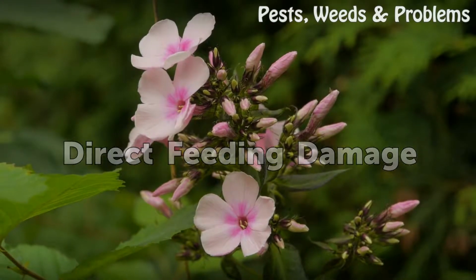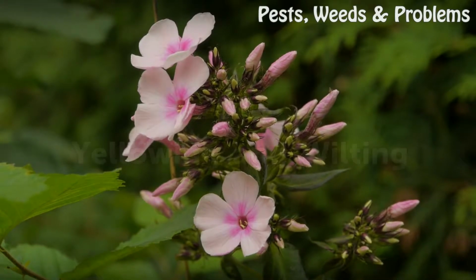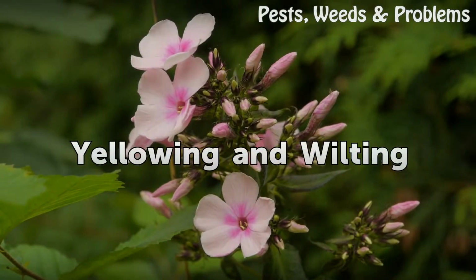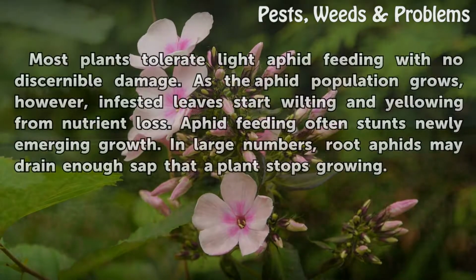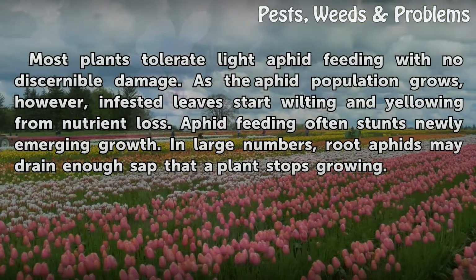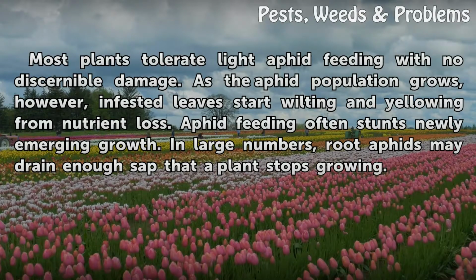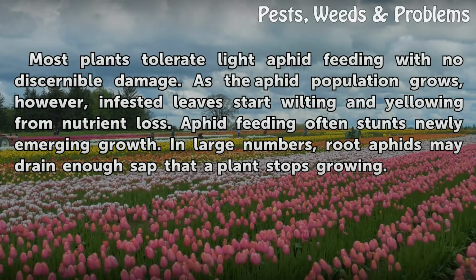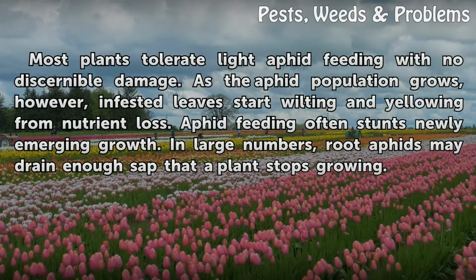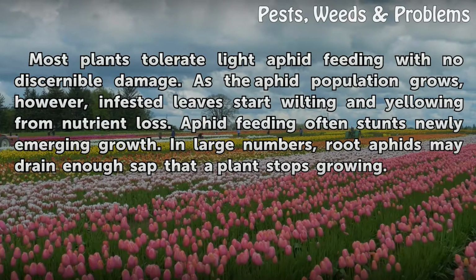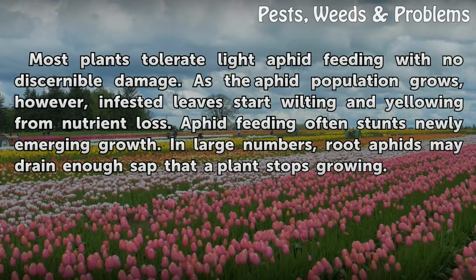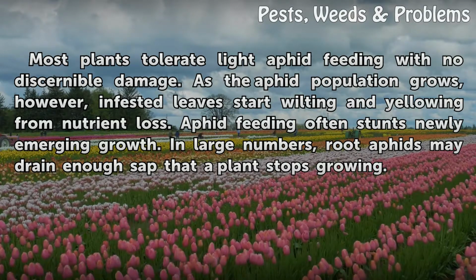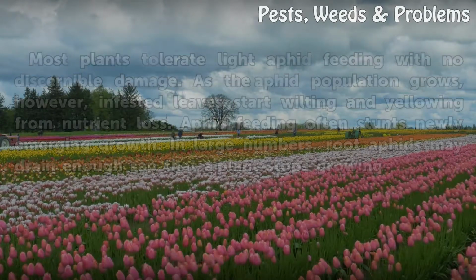Direct feeding damage. Yellowing and wilting. Most plants tolerate light aphid feeding with no discernible damage. As the aphid population grows, however, infested leaves start wilting and yellowing from nutrient loss. Aphid feeding often stunts newly emerging growth. In large numbers, root aphids may drain enough sap that a plant stops growing.